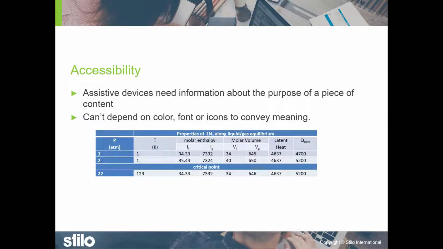But there's other things about accessibility that can be done just based on what we find in the content. We can't depend on color or font or icons to convey meaning because a screen reader won't interpret those. Somebody with color blindness won't interpret those. Sometimes even the icons don't work well across different languages or destinations.